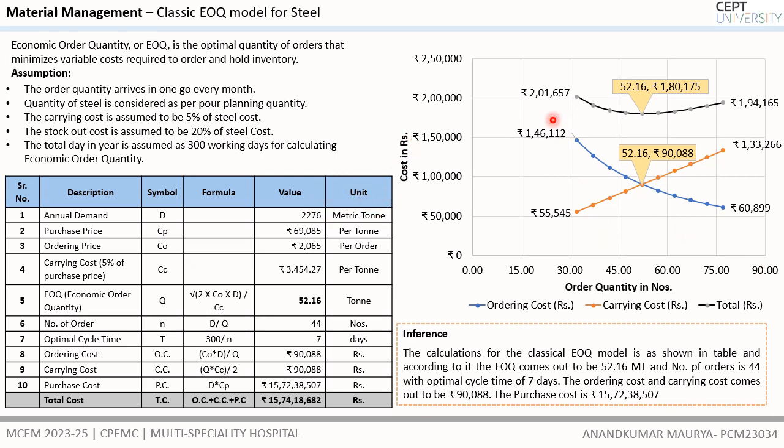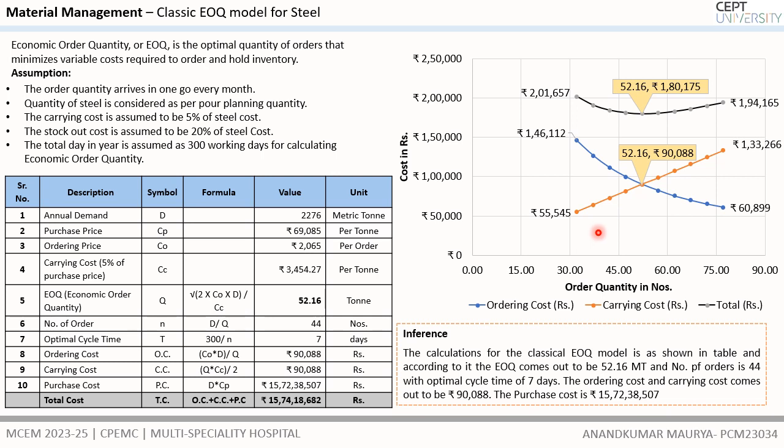This graph shows the carrying cost and ordering cost lines, and above is the cumulative line for both costs, where 52.16 is the EOQ point. It is the EOQ quantity of 52.16, the break even point, where the total of both costs is the lowest, which is 1,80,175 rupees.